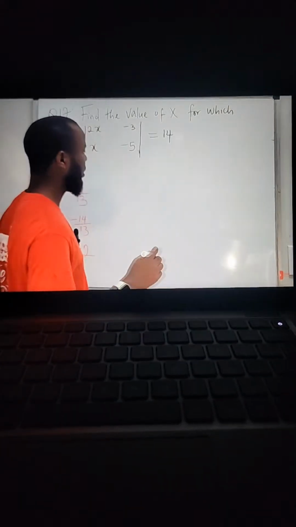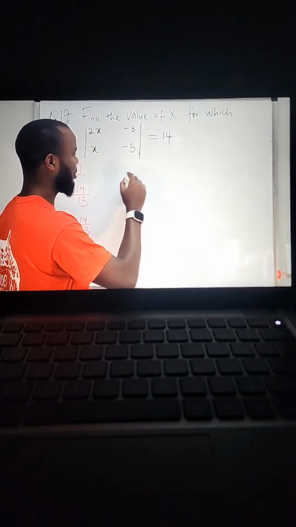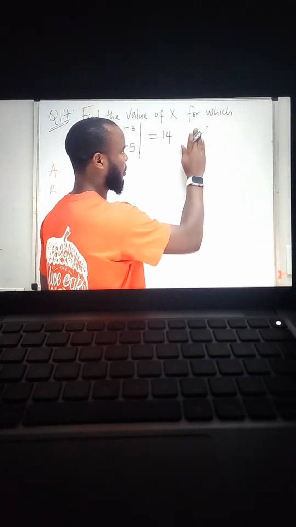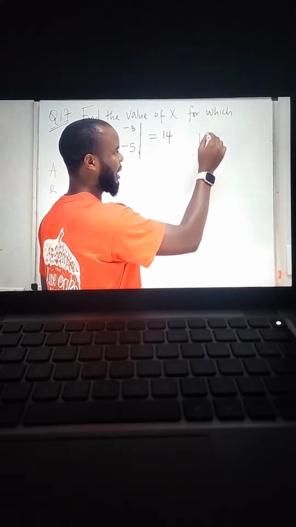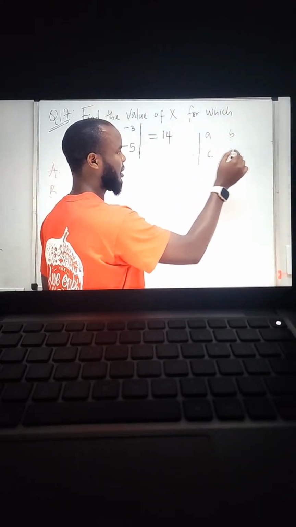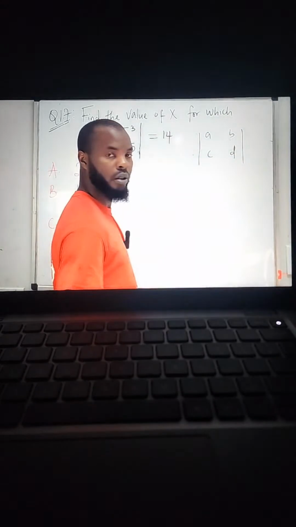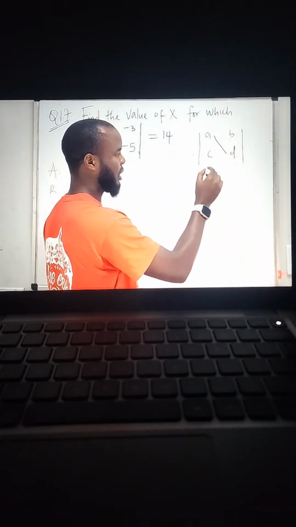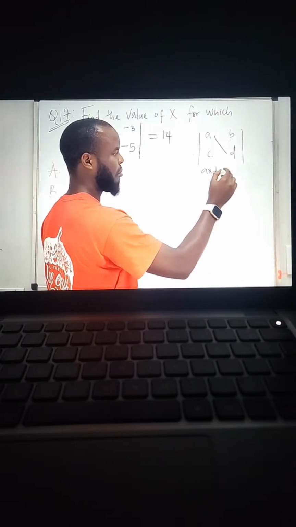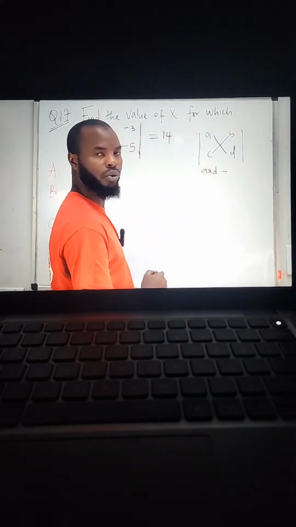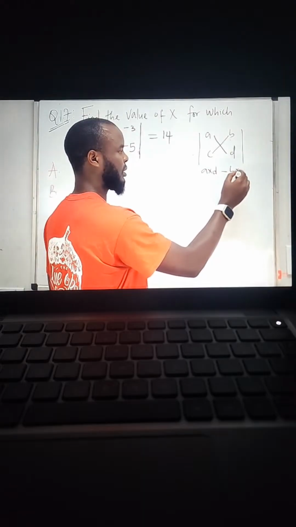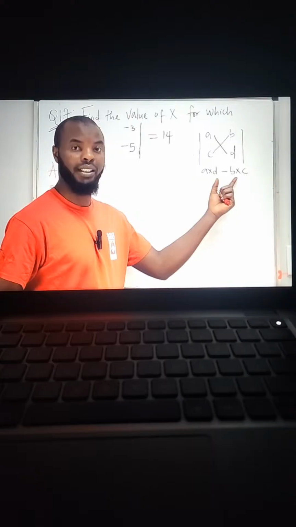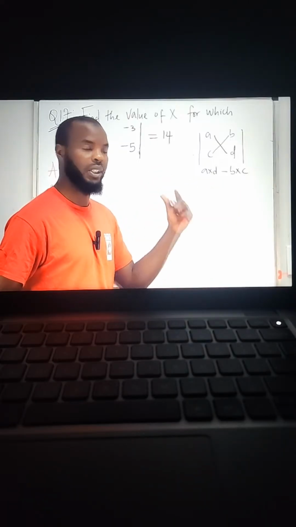Now, the issue of determinants is pretty easy and straightforward. Let me just explain something to you. If you have a determinant of A, B, C, D, to find the determinant, you multiply these two terms, A times D, minus these two, B times C. This is the general form for simplifying determinants. And I'm going to use the same approach here.